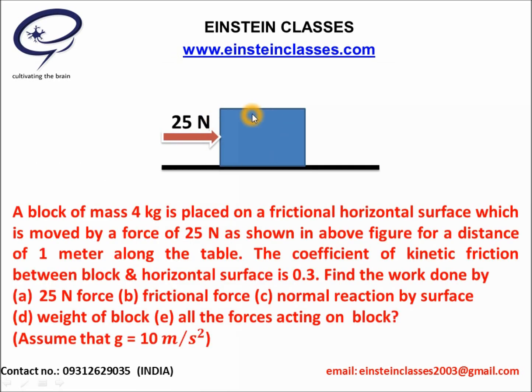Now consider this numerical example in which we are taking a block of mass 4 kg, and on this block a force of 25 Newton is applied towards the right, and due to this force, the block moves a distance of 1 meter along the table, or along the horizontal surface. The coefficient of kinetic friction between the block and the horizontal surface is 0.3. We are taking the table as the horizontal surface. Now we have to find the work done by the 25 Newton force, then the frictional force, then the work done by the normal reaction, then the work done by the weight mg, and at last the work done by all types of forces acting on the block.